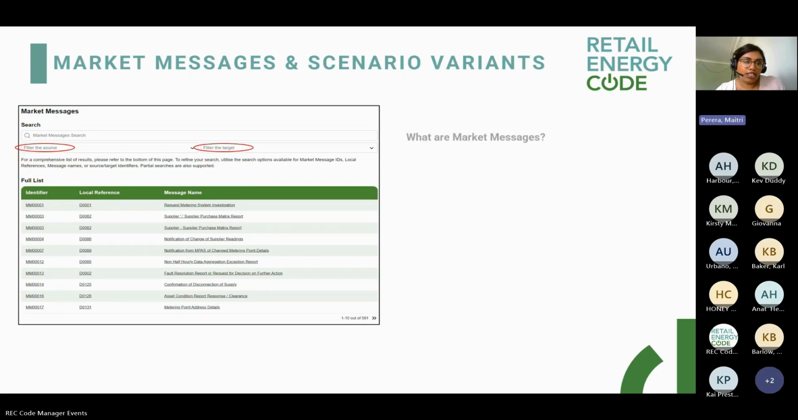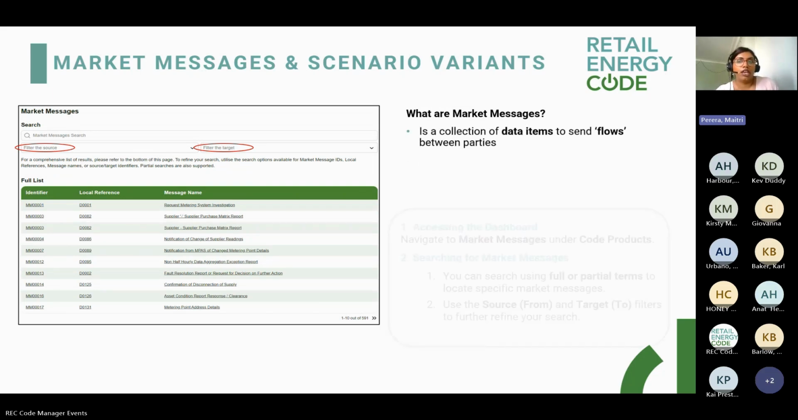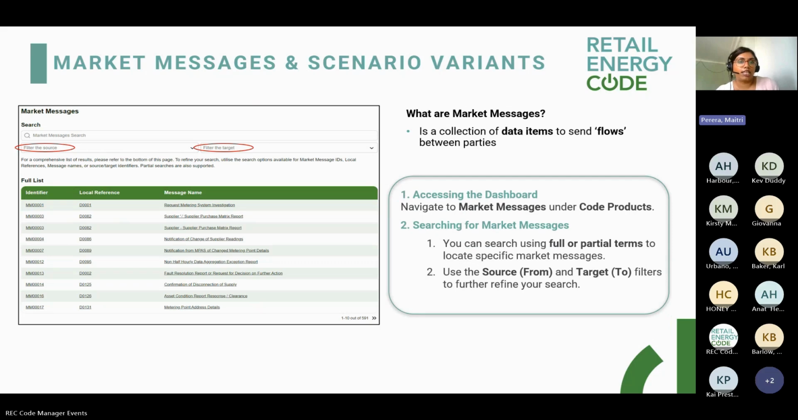We'll now look at market messages. As I said before, market messages are the full composite structure of a collection of data items used to send flows between parties. What that means is, an example would be between industry and supplier, and you can send messages that include all the information of, let's say, metering details.